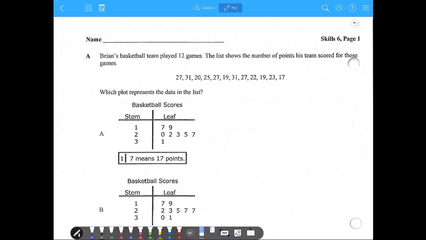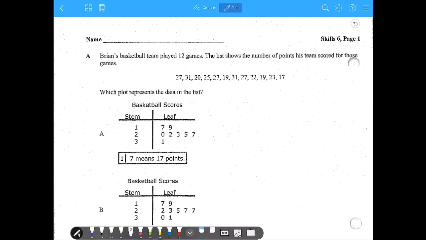Okay folks, so now we're gonna do our skills, and I'm gonna do letter A and B with you so that way you understand what's going on in skills. And in skills we're learning about data representation. We're gonna work with the stem and leaf, the frequency chart, and the dot plots. We're gonna work with all those charts. Okay, so here's for letter A.